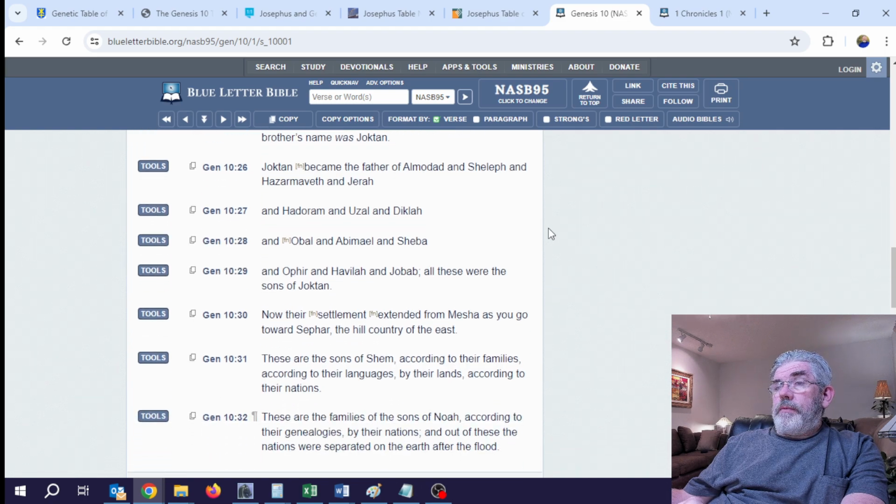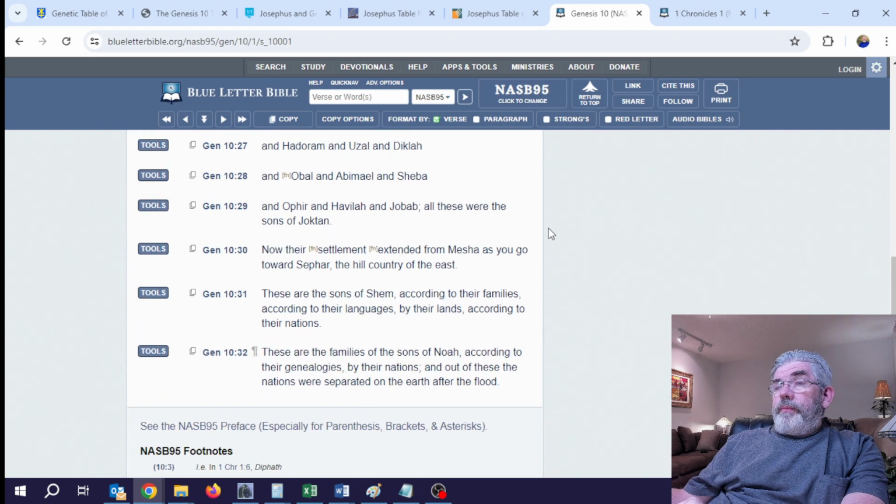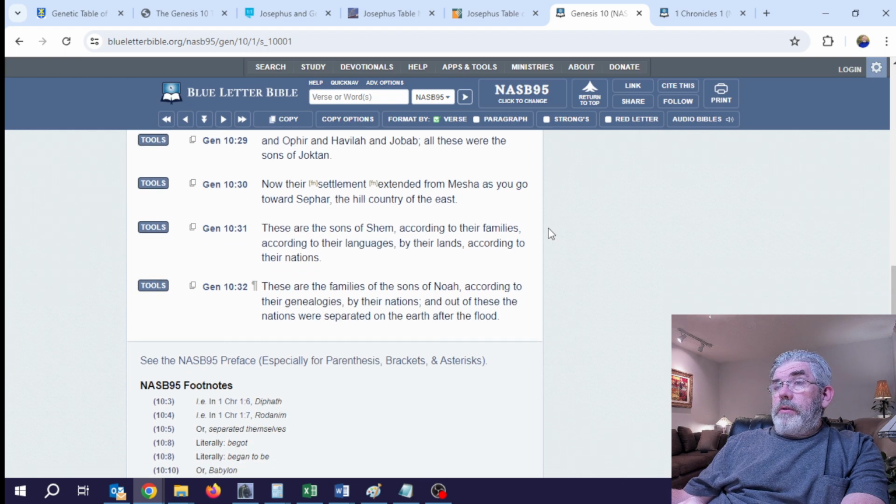All these were the sons of Joktan. Now, their dwelling was from Mesha as you go toward Sephar, the hill country of the east. These are the sons of Shem, according to their families, according to their languages, by their lands, according to their nations. These are the families of the sons of Noah, according to their genealogies, by their nations. And out of these the nations were separated on the earth after the flood.